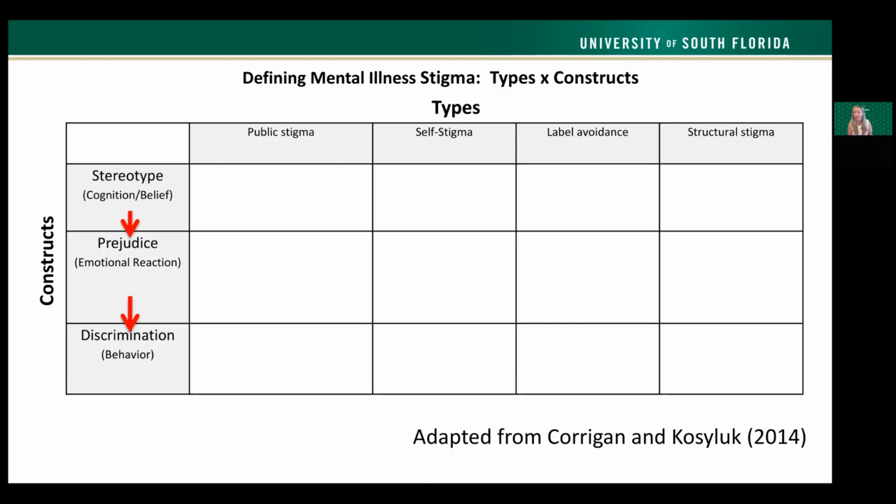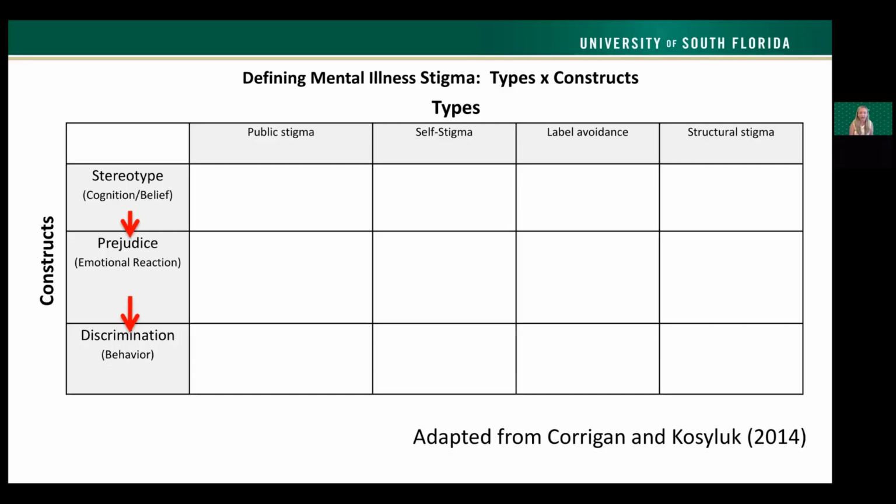Self-stigma is when somebody with a mental health condition internalizes the stigma themselves, resulting in a loss of self-esteem or self-efficacy. Label avoidance is when people avoid people or places that might prime the label of mental illness and therefore subject them to stigma and discrimination. And then structural stigma, sometimes the camera gets a little in the way, but I think you can see that it says structural there. Structural stigma is when stigma makes its way into law or legislation. I'm going to go through an example of each of these to flesh this out a bit.